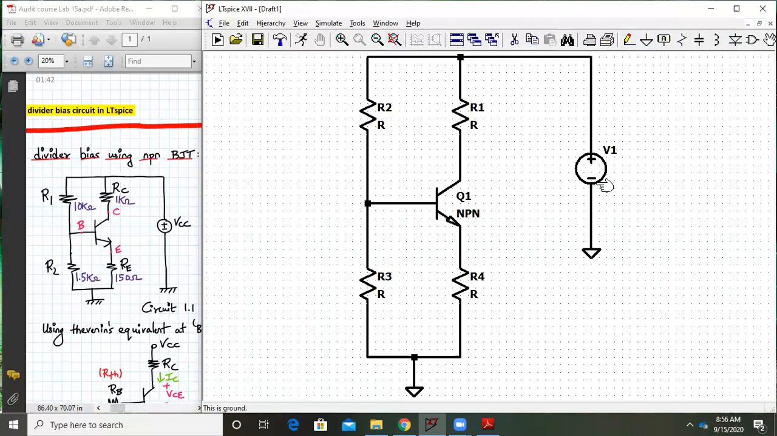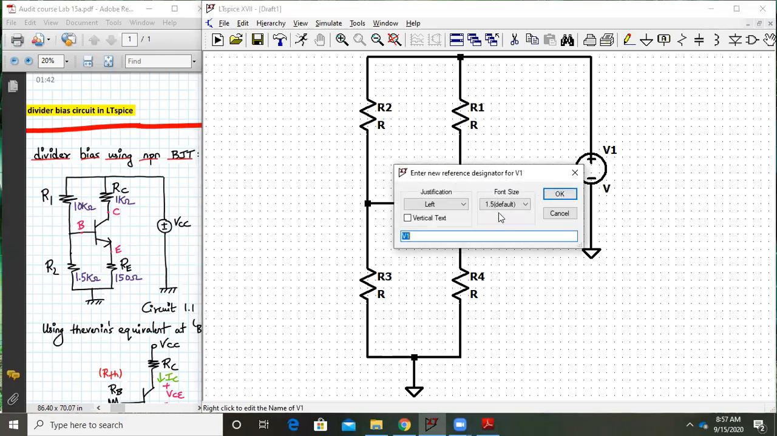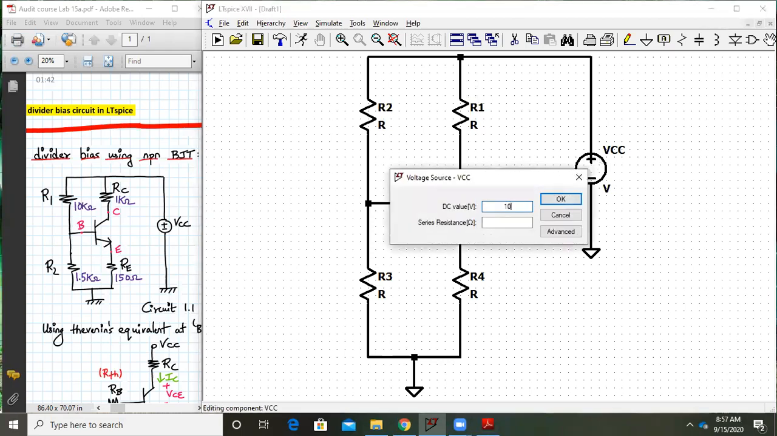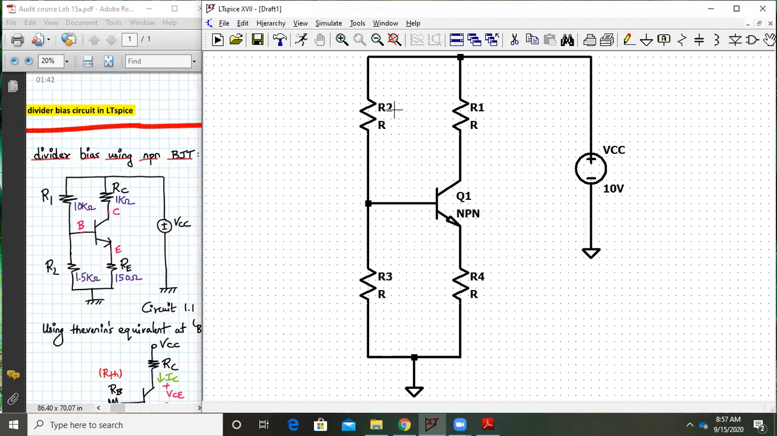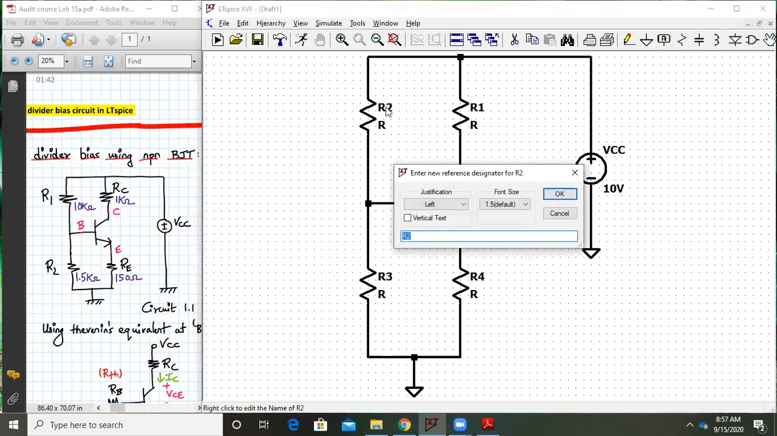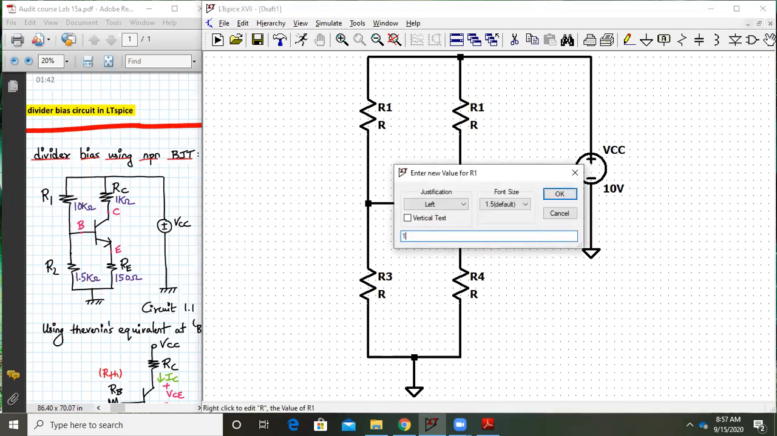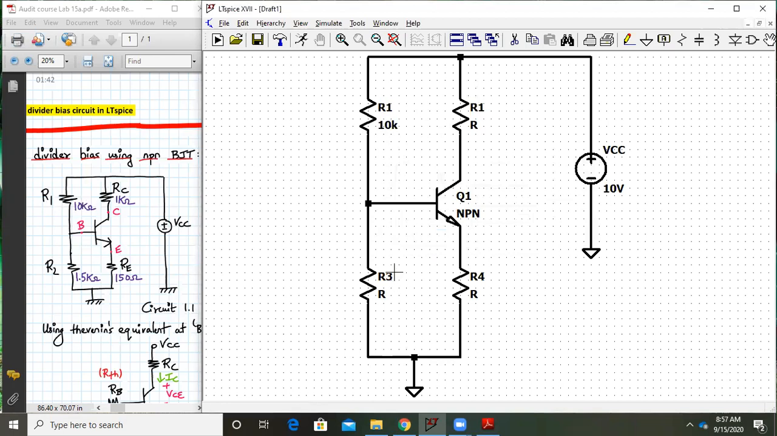Yeah, that's simple. Now we'll label the circuit properly. So this is called as VCC and the supply is around 10 volts. So you right click and put a DC value of 10 volts. Okay. Now let us rename it as R1. So this is basically your R1 resistor, the biasing resistor. And this is of 10 kilo ohm value. So enter the value 10 kilo ohm.